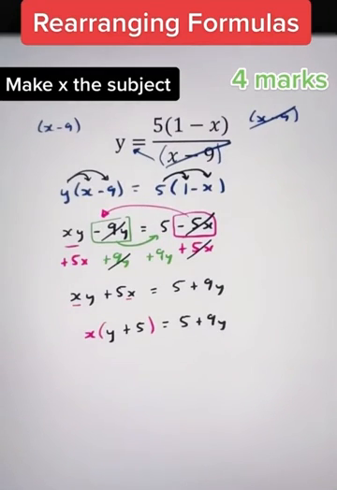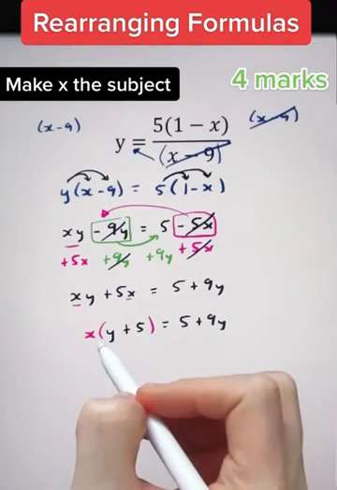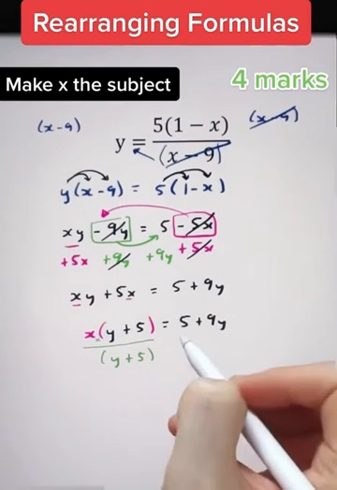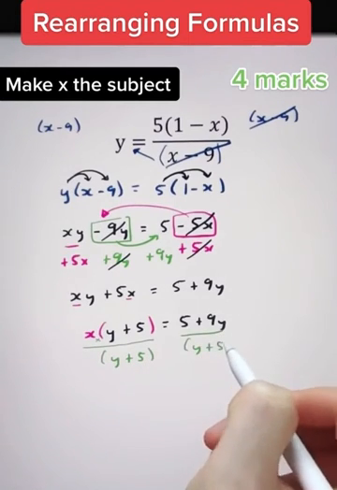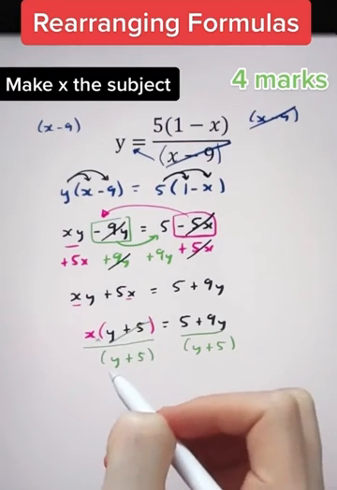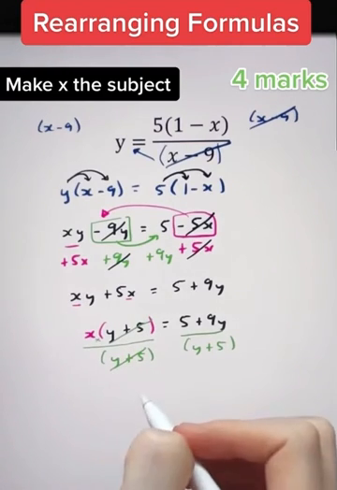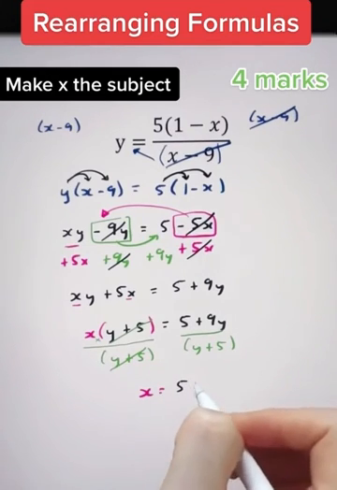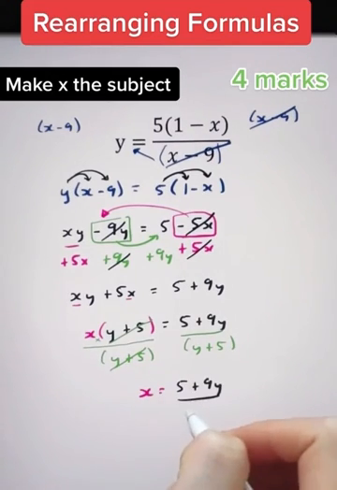My aim was to get x by itself. I currently have x multiplied by, in single brackets, y plus 5. The opposite of multiplied by y plus 5 is to divide both sides of my equation by y plus 5. Therefore, on the left-hand side, y plus 5 over y plus 5 will cancel to leave us single x, which is what I wanted. Therefore, single x is equal to 5 plus 9y all over y plus 5.